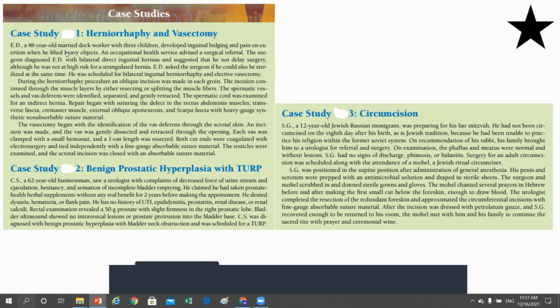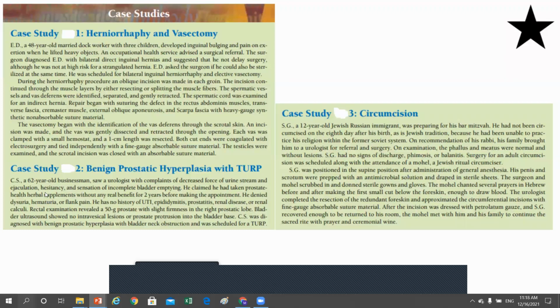So we have a 48-year-old married dock worker working on the seaside, 3 children, who developed inguinal bulging, a swelling. So in the inguinal region, the region between our abdomen and the thigh, the lower limb, there is a swelling and pain on exertion. When he works, he feels pain, especially when he lifts heavy objects, any big heavy weights, then he gets the pain. Name is ED. And the occupational health service advised a surgical referral. So he was referred to a surgeon.